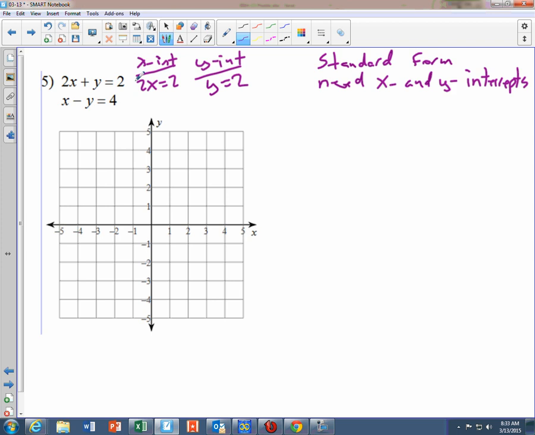Do I need to solve for either one of these? Which one? The x. What do I have to do on this one? Divide by 2, divide by 2. I got x equals 1. Do I need to solve on the y? No, it already says y equals 2. So I'm going to go x equals 1. How do I do that?